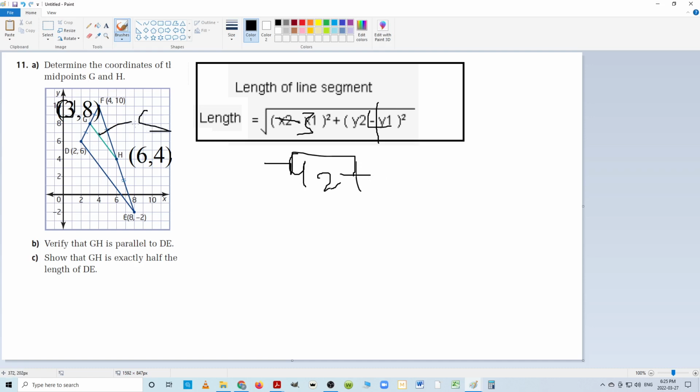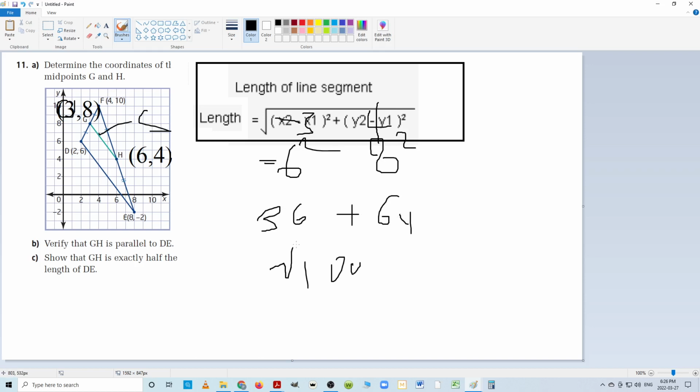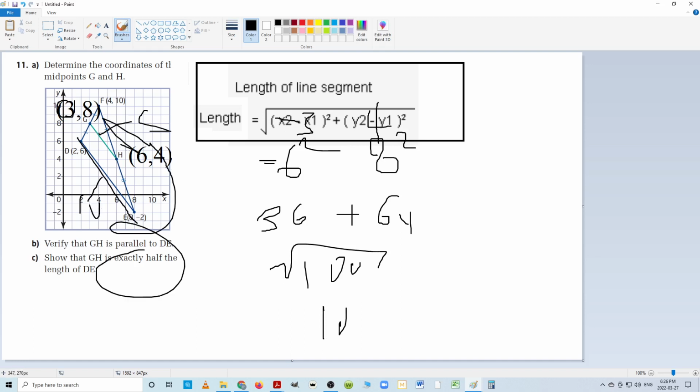So that's 5 long. Then when I look at the other ones, I'm going to take 6 minus minus 2, that's 8. So I get 8 squared for y2 minus whatever. And then I'm going to take 2 minus 8, so I get minus 6 squared here. So minus 6 squared here is 36, 8 squared is 64, 100, square root is 10. So I can see this is 10 long, and it's exactly half. This short one's exactly half.